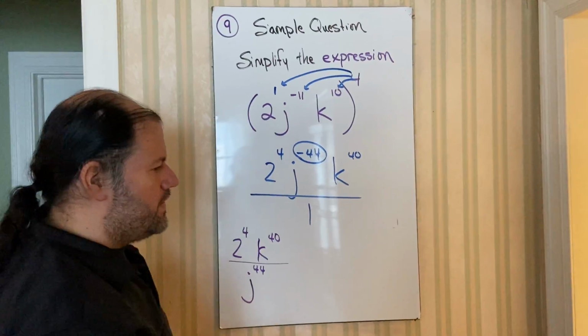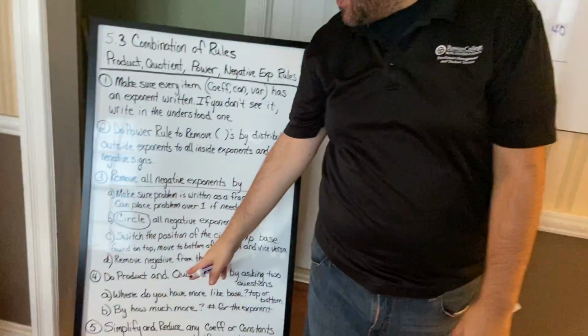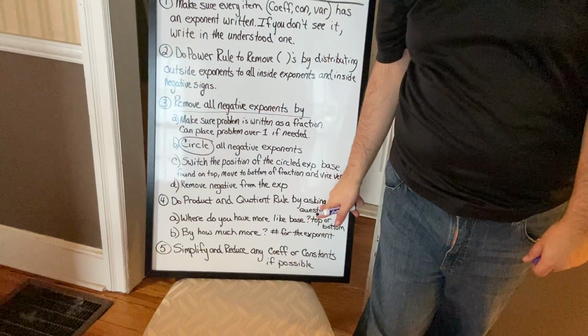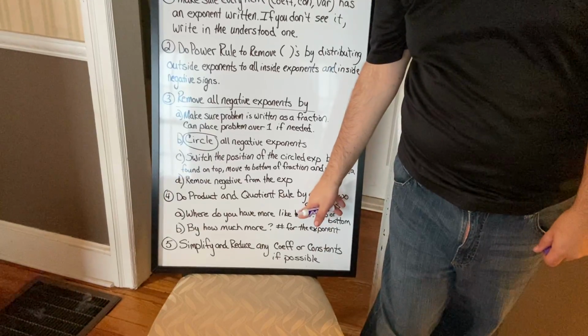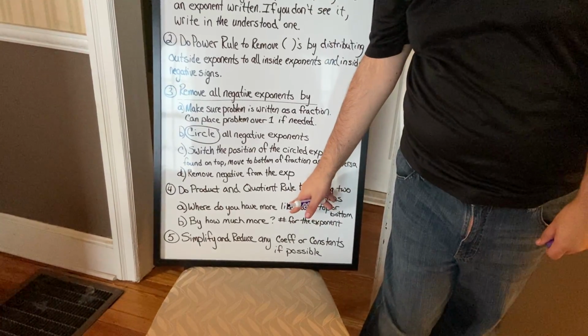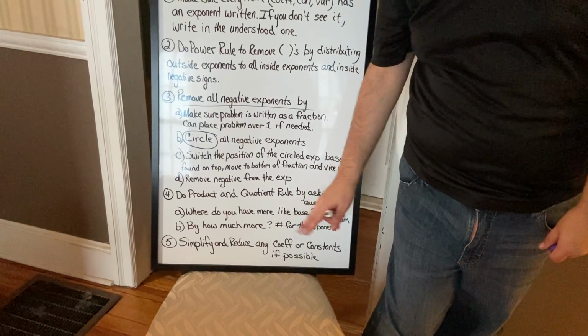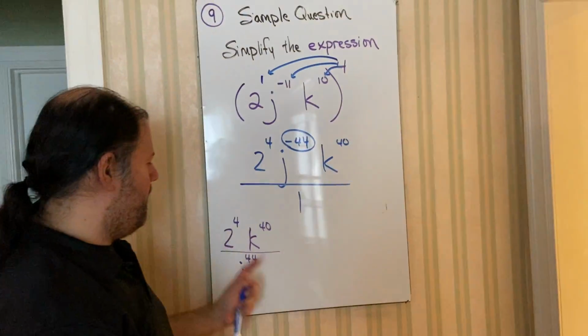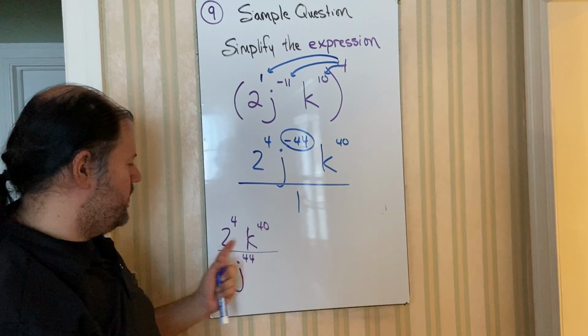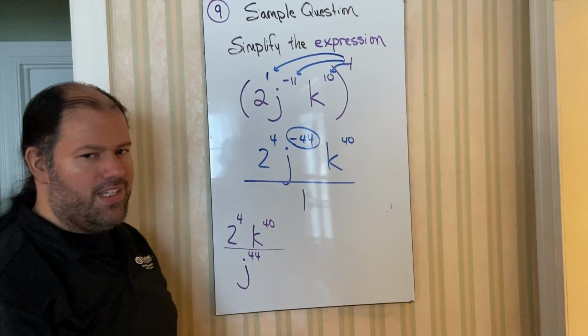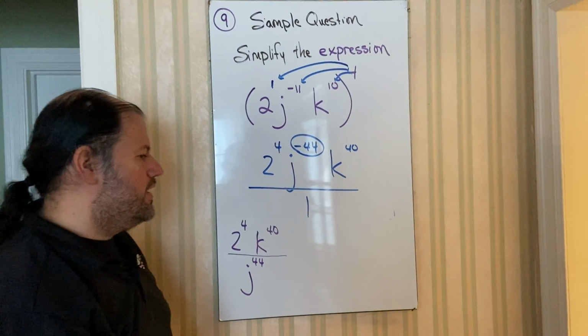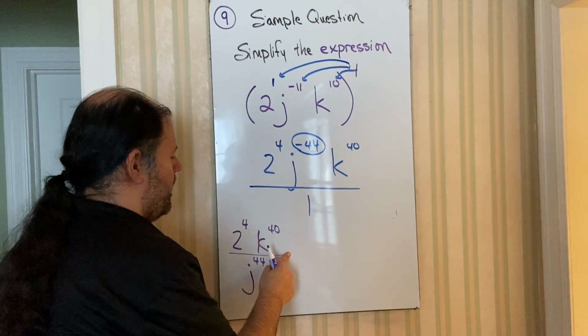Okay. Next, it says step 4. Ask yourself those 2 questions. Do you have any like bases? If so, do you have more on top or bottom? And by how much more? But the question is, do you have any like bases? No. 2, K, J, no. So then what you want to do is this.